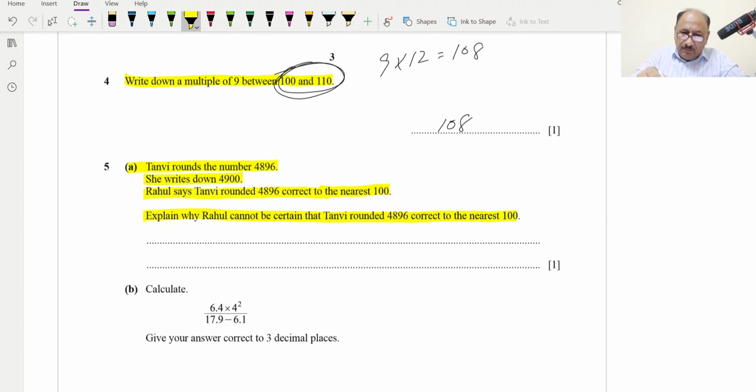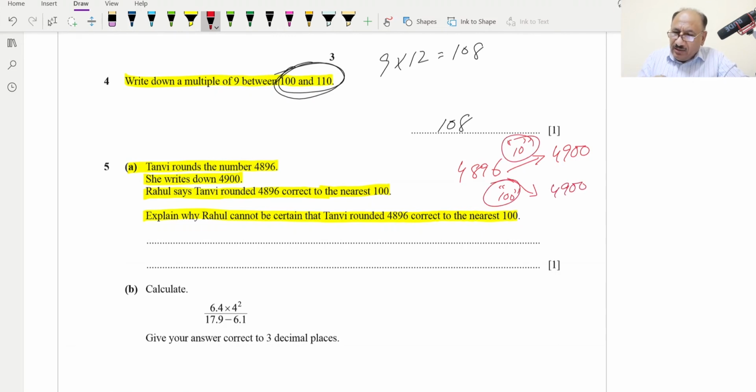Basically, this number which is provided, 4896, if we round it to the nearest 10, it will be rounded to 4900, and if we round it to the nearest 100, it will be 4900. So basically, if we round to the nearest 10 or nearest 100, in both cases we will get 4900. So we cannot say that it is rounded on the basis of 10 or 100.